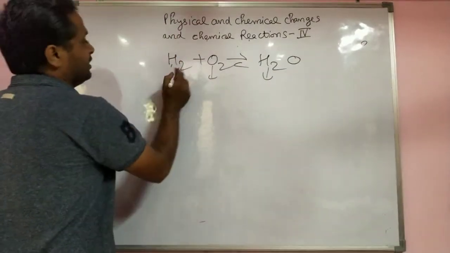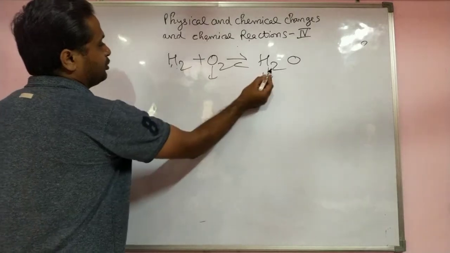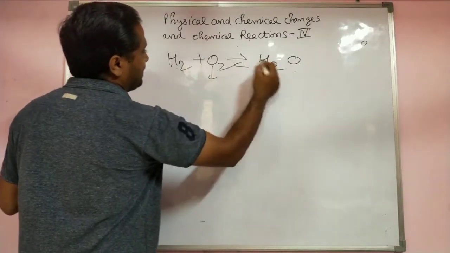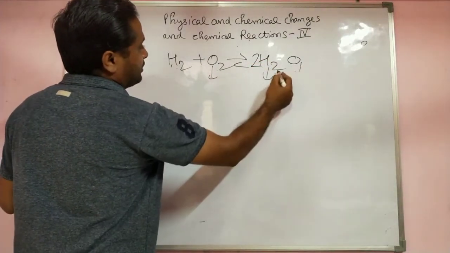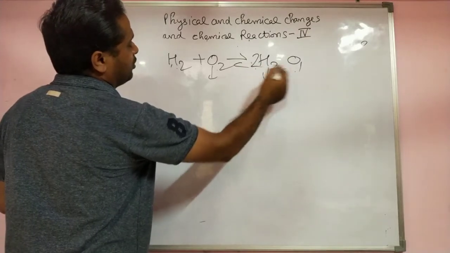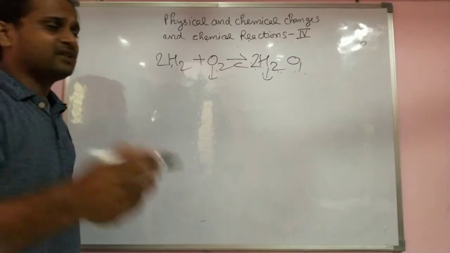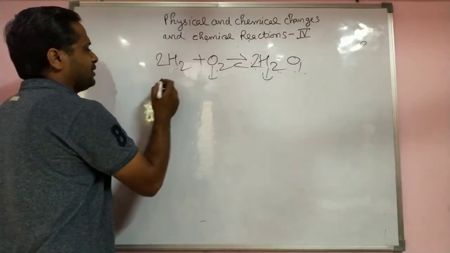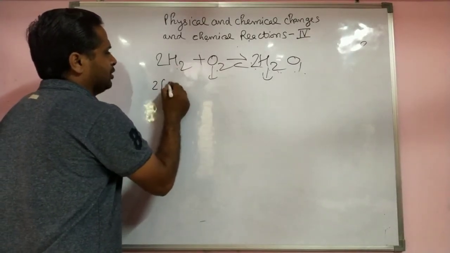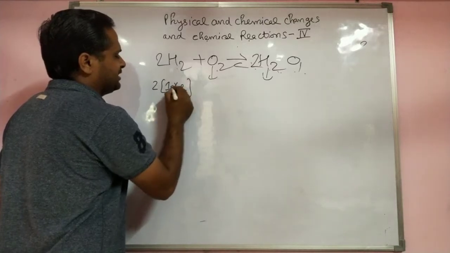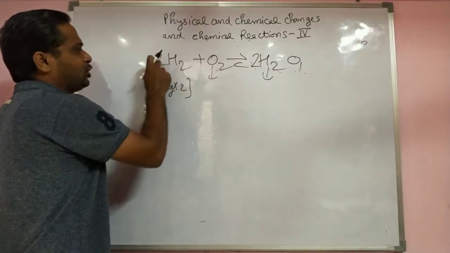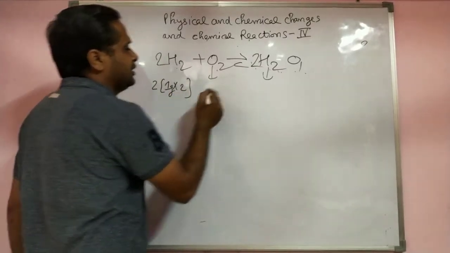See there: hydrogen 2, hydrogen 2. Oxygen 2, oxygen 1. So multiply with 2. Then hydrogen is 4 now. Oxygen 2, oxygen 2. Now it is balanced. Now check the mass. Hydrogen 2, 1 into 2, because mass is 1 gram into 2. In front of it there is 2, that's why you multiply with 2.